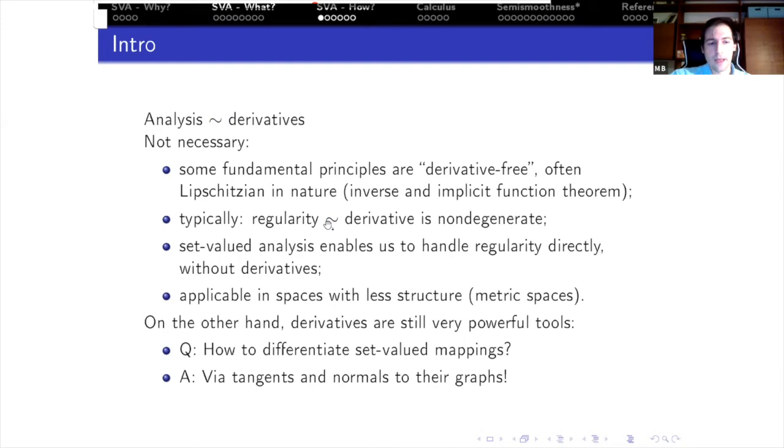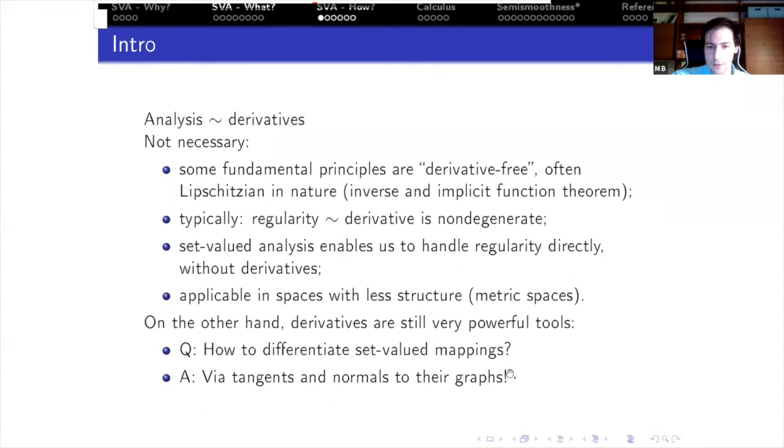Again, regularity. When one thinks about regularity, typically in the single-valued case in standard classical analysis, you need a derivative to even say what you mean by regularity. It is somehow related to non-degeneracy of the derivative. But if you approach this from the set-valued perspective, this enables you to work with regularity directly without using any derivatives. And so you can get the result in metric spaces, let's say. But of course, we will not abandon derivatives completely, and they are still very useful.